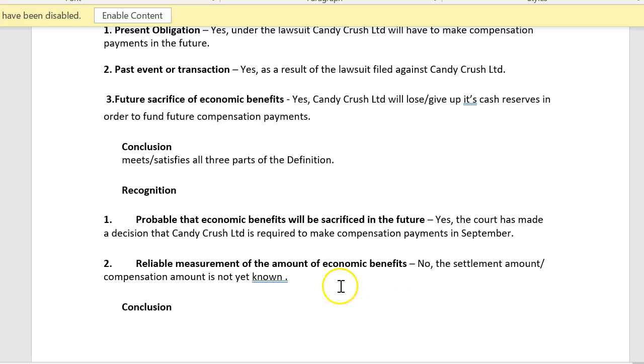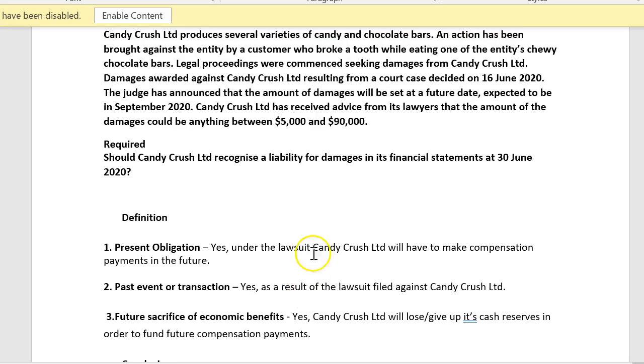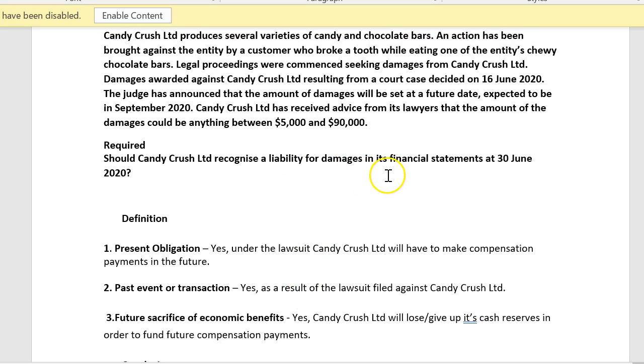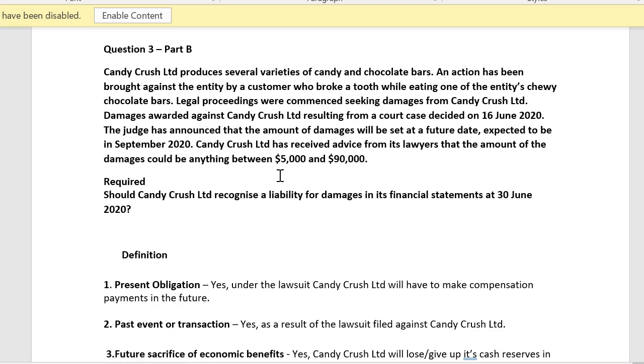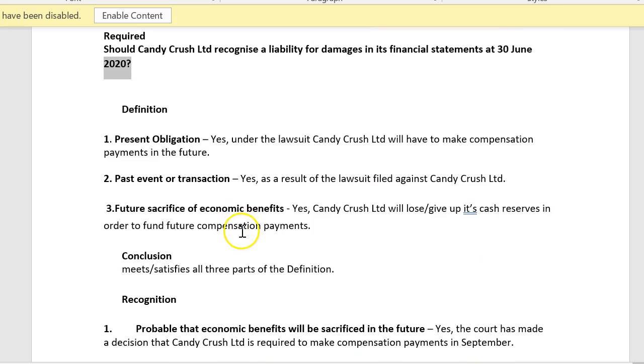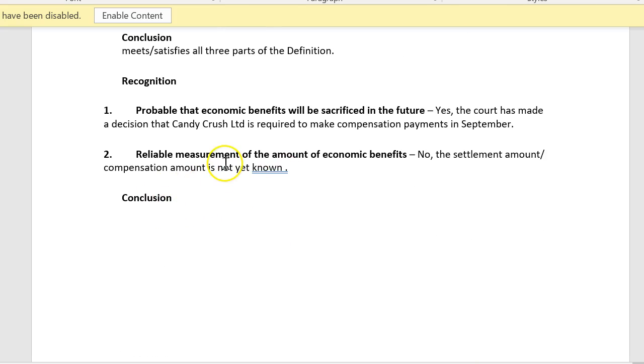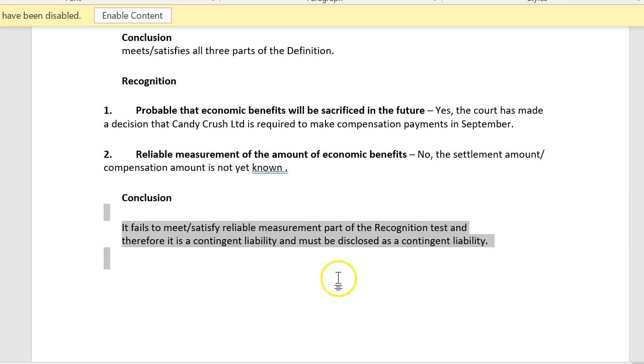Is there a reliable measurement? Well, since these damages will be determined in September 2020, the judge will make an assessment of compensation payments in September 2020. The exact amount of compensation payments is not known by 30th of June. So it does not meet the reliable measurement criteria. The conclusion is it fails to meet the reliable measurement component of the recognition test, and therefore it is a contingent liability.